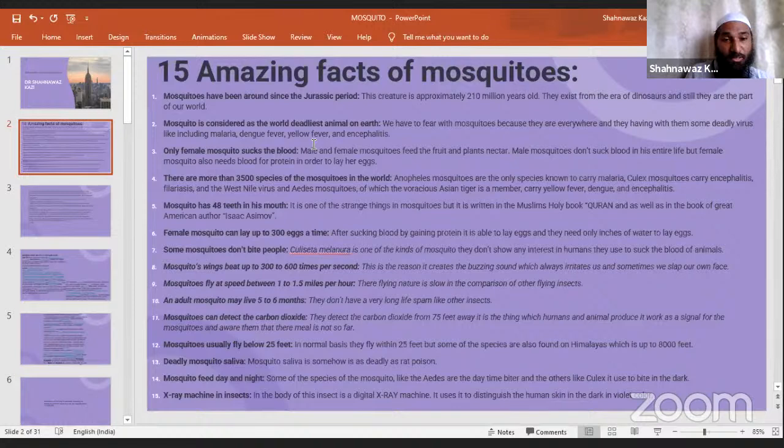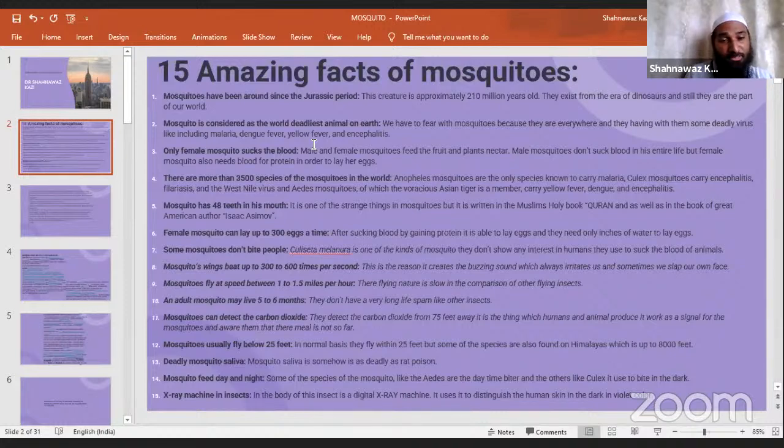Mosquitoes fly at a speed between 1 to 1.5 miles per hour. The speed that the mosquito has, we consider it such an insignificant thing. We can't fly, but the mosquitoes can fly. An adult mosquito, as I told you, may live for about 5 to 6 months. Mosquitoes can detect carbon dioxide from 75 feet away, and that's how they detect human beings and animals. And that is a signal that they can receive. So they are such sensors that they can sense temperatures. Mosquitoes usually fly below 25 feet because most of the animal kingdom is in the lower part only.